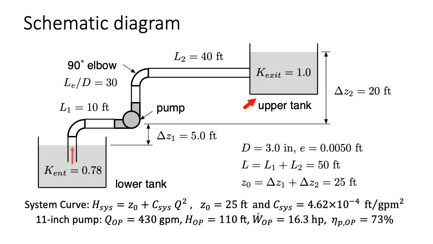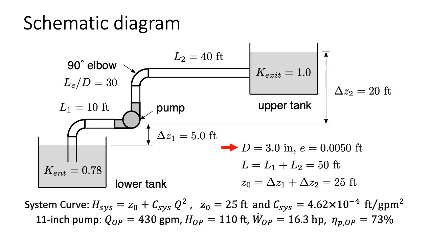The water in the lower tank first enters the piping through a re-entrant entrance with a loss coefficient of 0.78. Then it goes through 10 feet of piping and one elbow before the pump suction inlet. After the pump discharge, it goes through 40 more feet of piping and one additional elbow before flowing into the upper tank through an abrupt exit with a loss coefficient of 1.0.